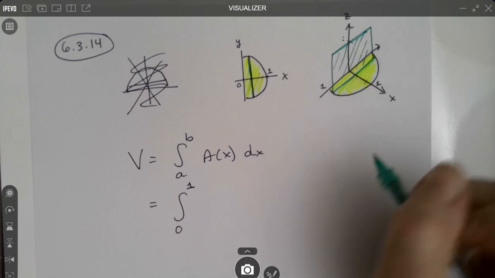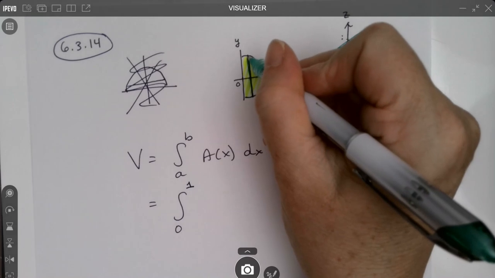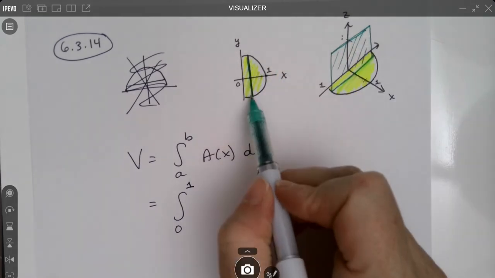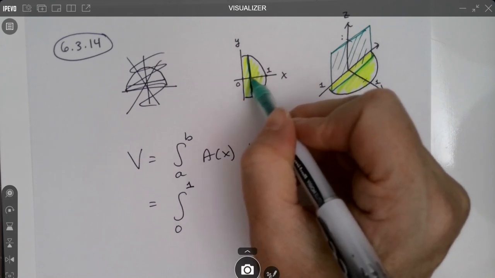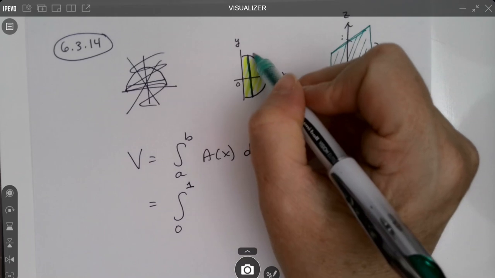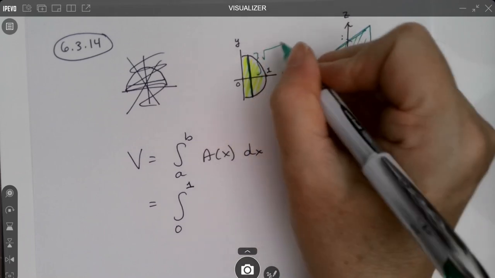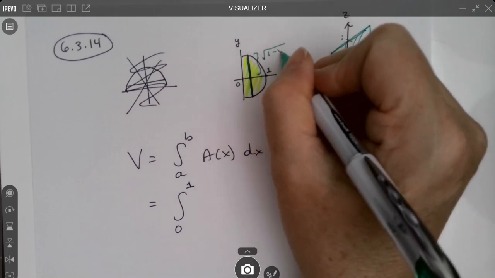Well, remember that that side is also this side right here, right? It's this distance. So the distance from the x-axis up, from here to here, is the square root of 1 minus x squared.